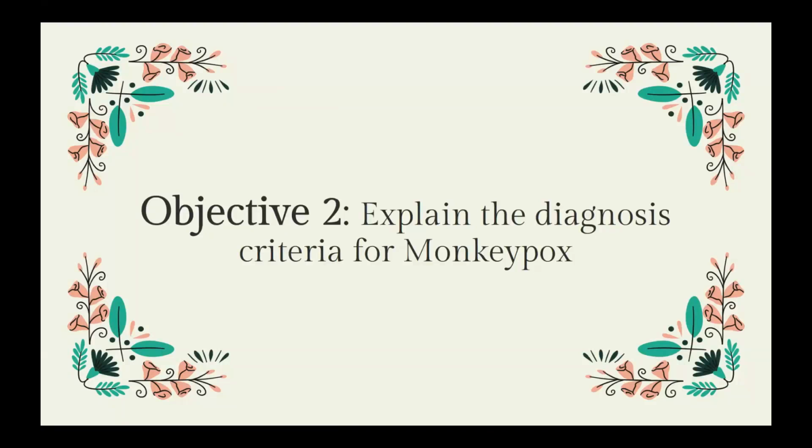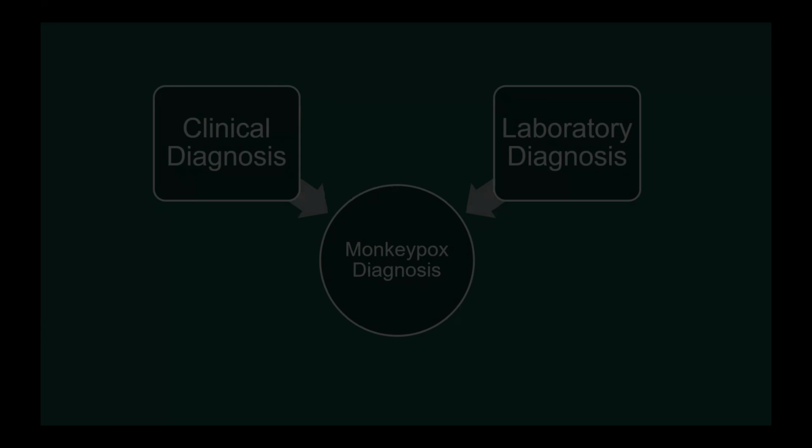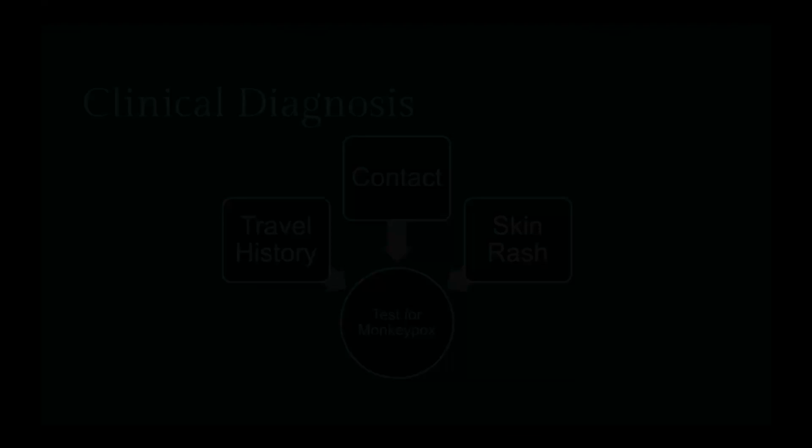Then, leading to the next objective, let's think about the diagnosis criteria, because it plays an important role in deciding when to test someone for monkeypox versus not. There are two main things to consider when diagnosing a patient for monkeypox: clinical diagnosis and laboratory diagnosis. There are three components to a clinical diagnosis we need to consider: travel history, contact risk factors, and a skin rash. Let's break down what each of these mean.